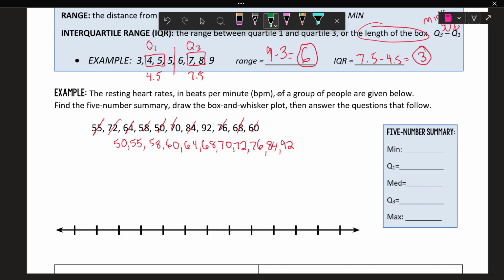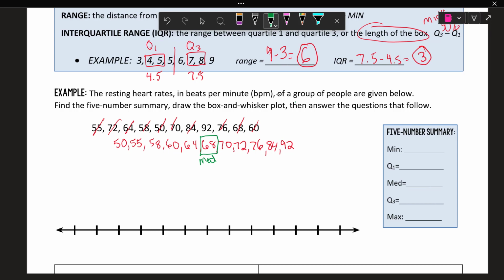So we've got to find our 5-number summary based on this. We have 1, 2, 3, 4, 5, 6, 7, 8, 9, 10, 11 pieces of data. So that's good. Our median is just going to be the middle number. So with 11 numbers, the middle number is going to be the 6th one. So 1, 2, 3, 4, 5, 6. This is our median.